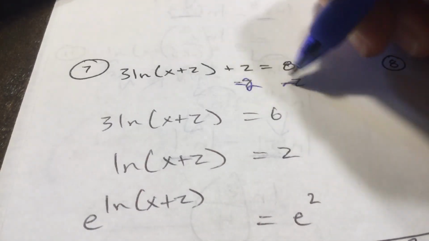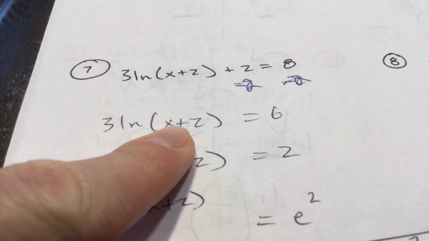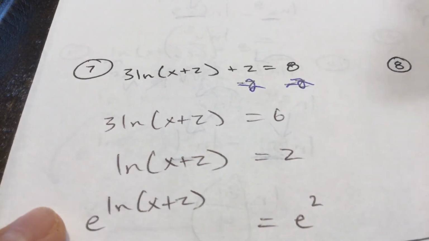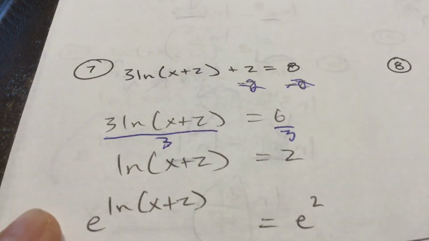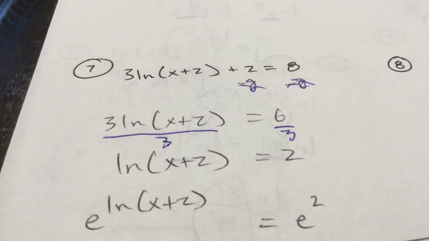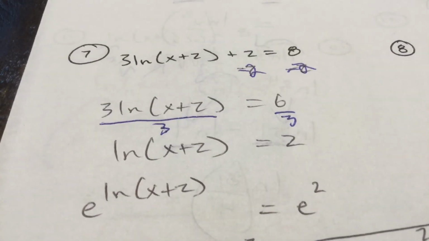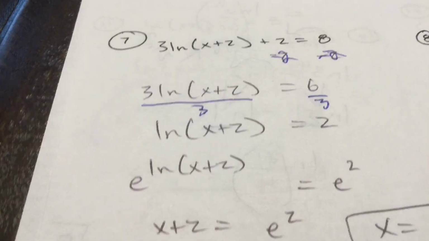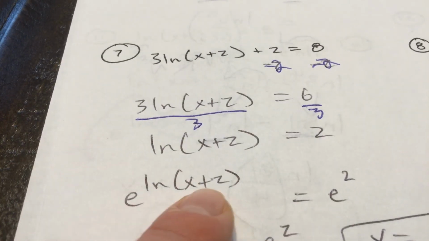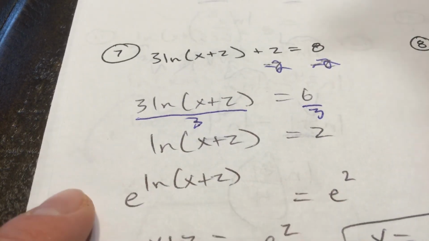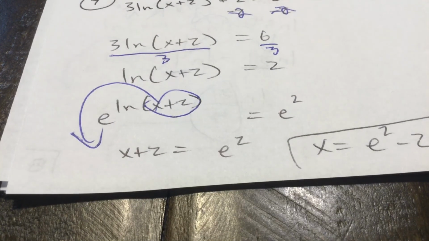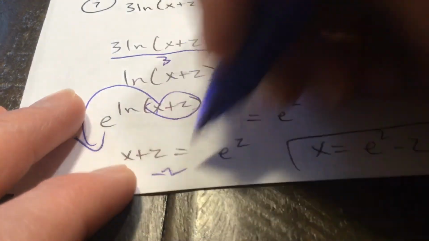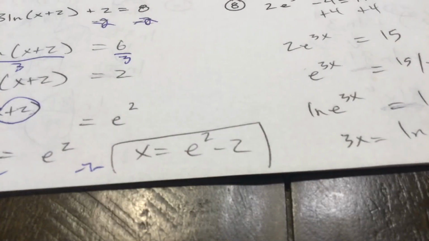Subtract 2 from both sides like I did. Now you have 3 natural log x plus 2 equals 6. The natural log is not all by itself. I'm going to divide both sides by 3. Now I have natural log of x plus 2 equals 2. I have a natural log all by itself. How do I get rid of natural log? I attach e as a base. E to the natural log x plus 2 equals e squared. That x plus 2 is going to come on down. X plus 2 equals e to the 2nd. Subtract 2 both sides. E squared minus 2.